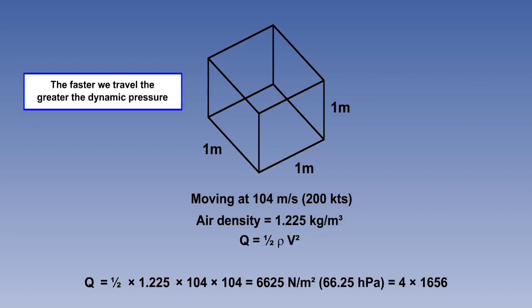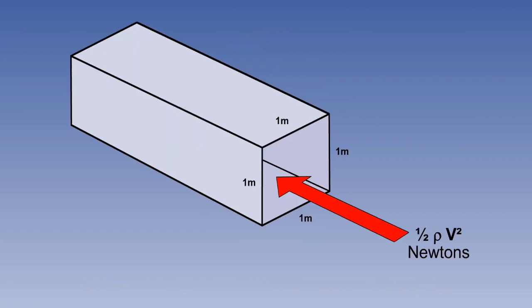If the speed is doubled, dynamic pressure will be 4 times greater, as the factor in the equation is speed squared. Half times 1.225 times 104 times 104 equals 6,625 newtons per square metre, or 66.25 hectopascals. In a tube of an area of 1 square metre, a force of half rho v squared newtons will be generated.